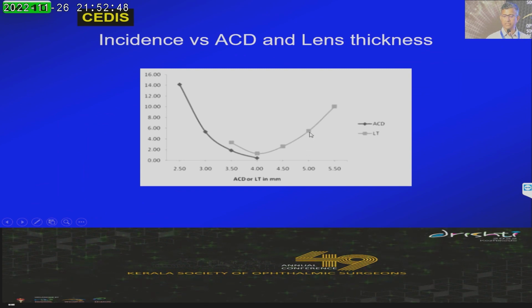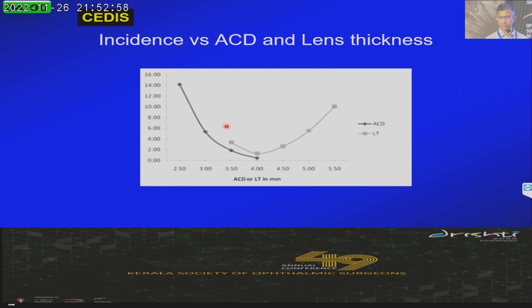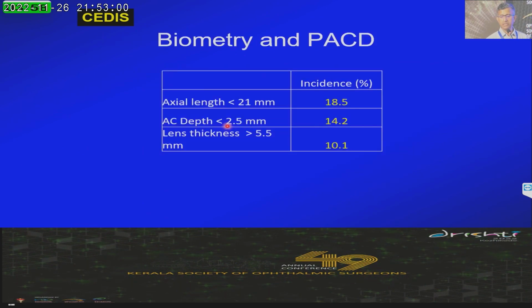Once you had lens thicknesses of over 5 and 5.5, 8 to 10% of patients went on to develop angle closure, which is one of the reasons why the lens vault becomes a problem, because when you have a very bulky lens, you're more likely to close up. In terms of biometry, axial length less than 21 millimeters, 20% chance of progression. AC depth less than 2.5 millimeters, 14%. Lens thickness greater than 5.5, 10.1%.